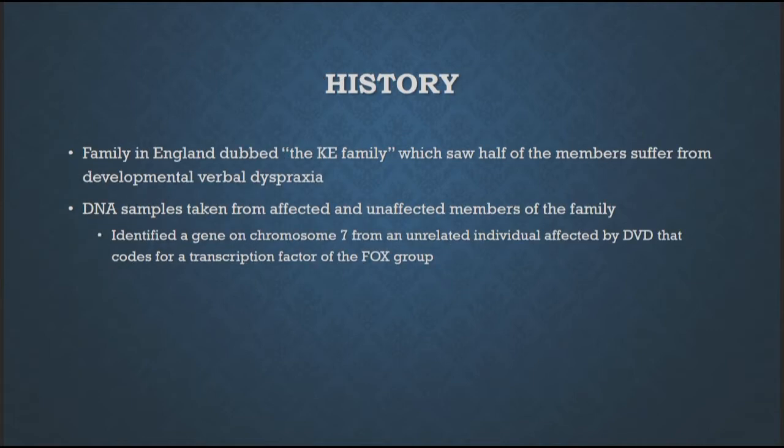This protein was first discovered when the KE family from Britain were observed to have a high frequency of the same speech disorder. It was discovered when affected and unaffected members of the KE family and an unrelated affected individual were compared. The location of the gene was first discovered from that unrelated individual on chromosome 7 and was later identified as FOXP2.